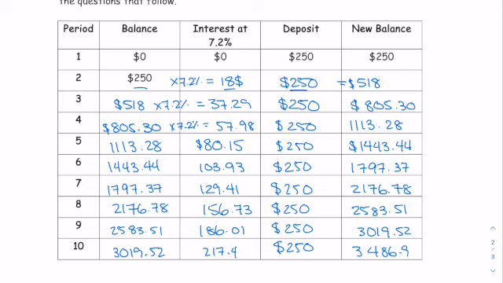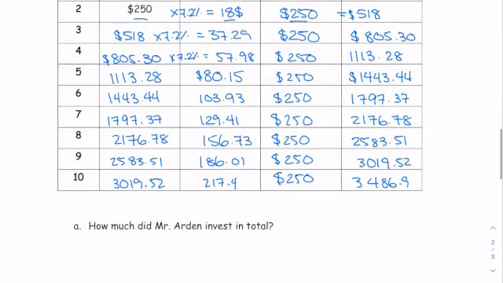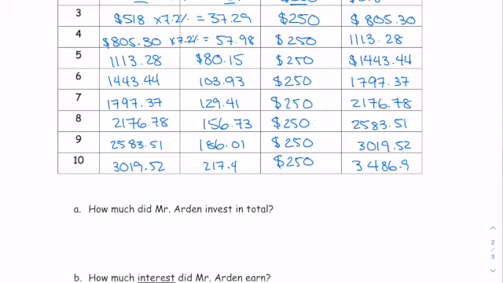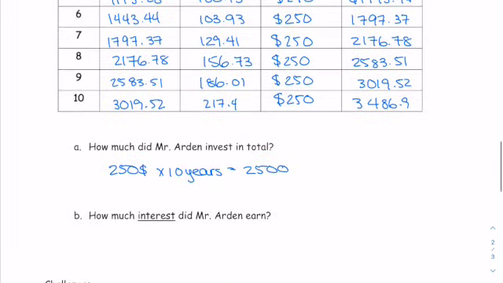All right, so now the table is done. We can come and answer these questions. How much did Mr. Arden invest in total? He only invested the $250 for 10 years, so he only put in $2,500 himself. How much interest did he earn? Then you're going to calculate the difference between how much he has made over here and how much he put in.